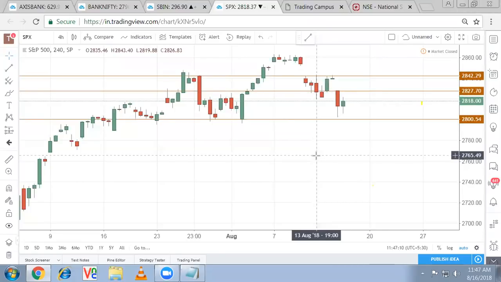So trade safe, try to be in options, don't trade futures, and always go opposite the wind. So everything was opening gap down, you should have looked for call opportunities, right? So this is the best way to trade volatility, and you get it cheap as well.